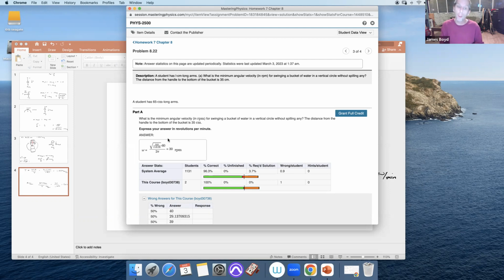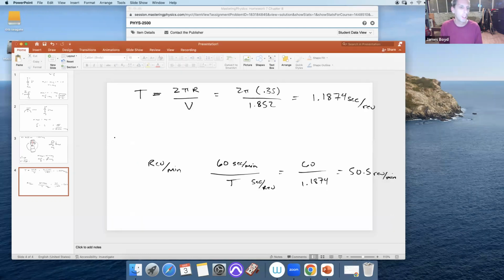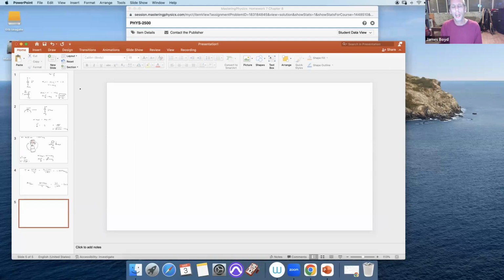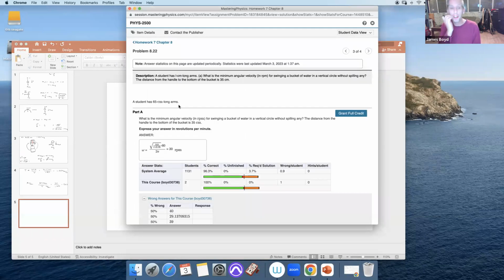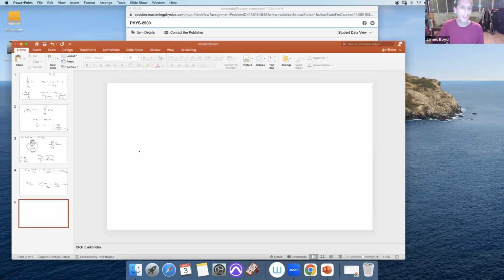I did something wrong, and that's okay. We can back up for a second. What I forgot is this: I didn't read the question very well. You have 65 centimeter long arms. So your arm, the total length of your arm, and then holding this bucket of water, and then up to the bucket. So we'll redo this anyway. And so what we get here is the following.